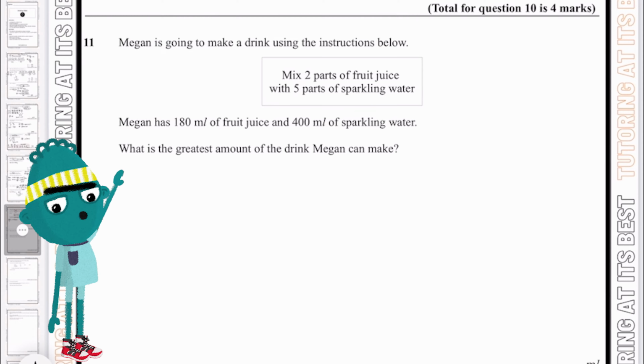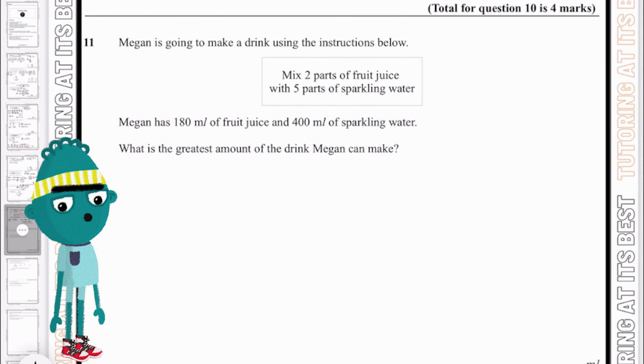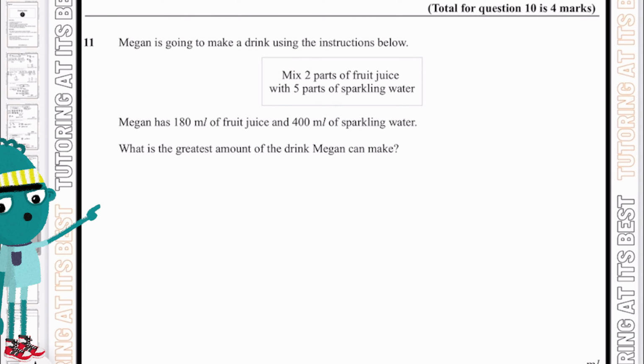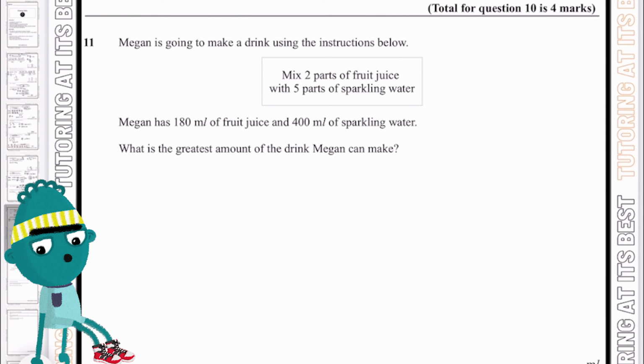Question 11. So Megan is going to make a drink using the instructions below. And Megan has 180 milliliters of fruit juice and 400 milliliters of sparkling water. So what is the greatest amount of drink Megan can make? Well, let's take a look here. We have 2 parts of fruit juice and 5 parts of sparkling water.